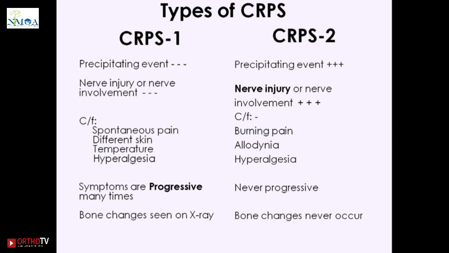In clinical features, there is spontaneous pain in type 1. Different skin temperature is invariably increased, and hyperalgesia. Hyperalgesia means that sensations are very, you'll get hypersensitive. Now in type 2, from the beginning only there will be burning pain. Allodynia means on superficial touch also it initiates a pain and is hypersensitive to pain.